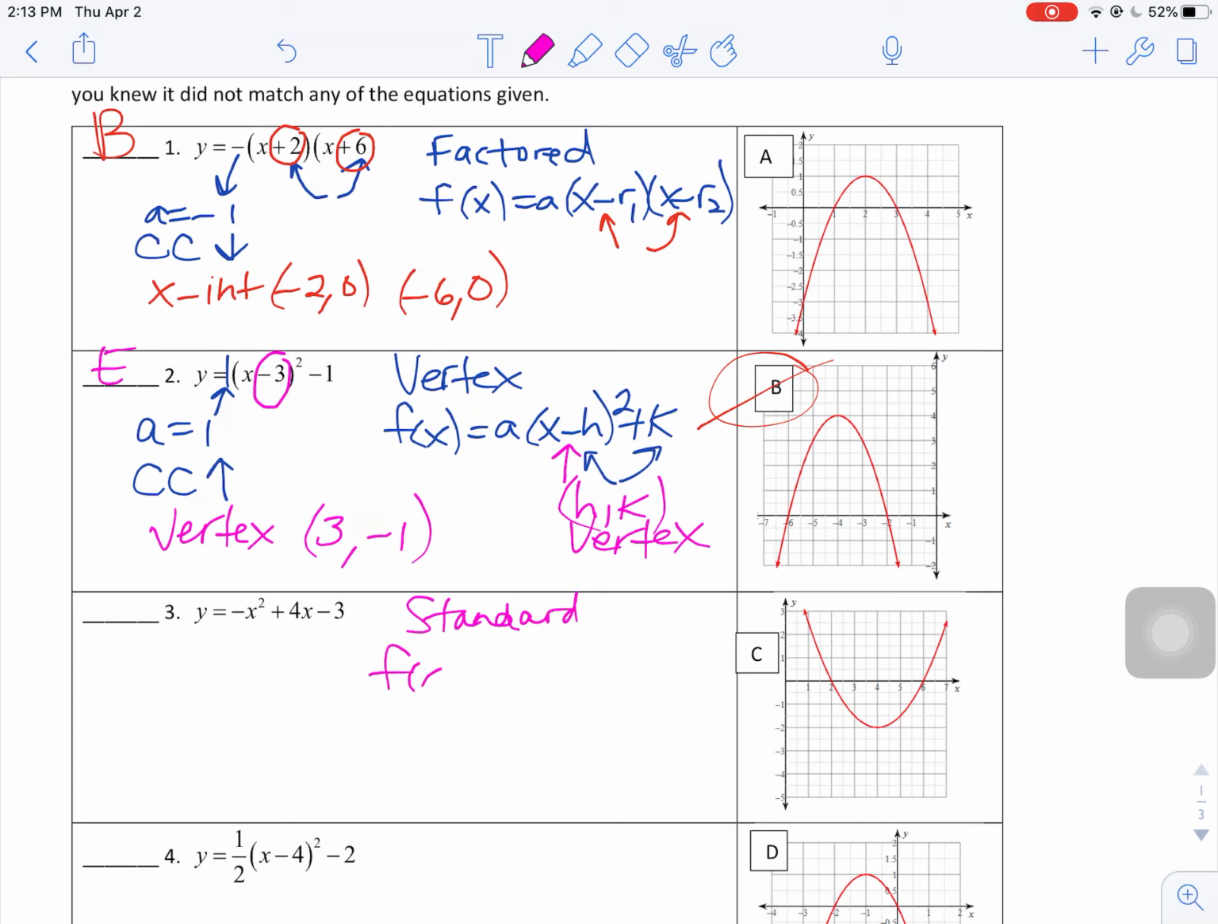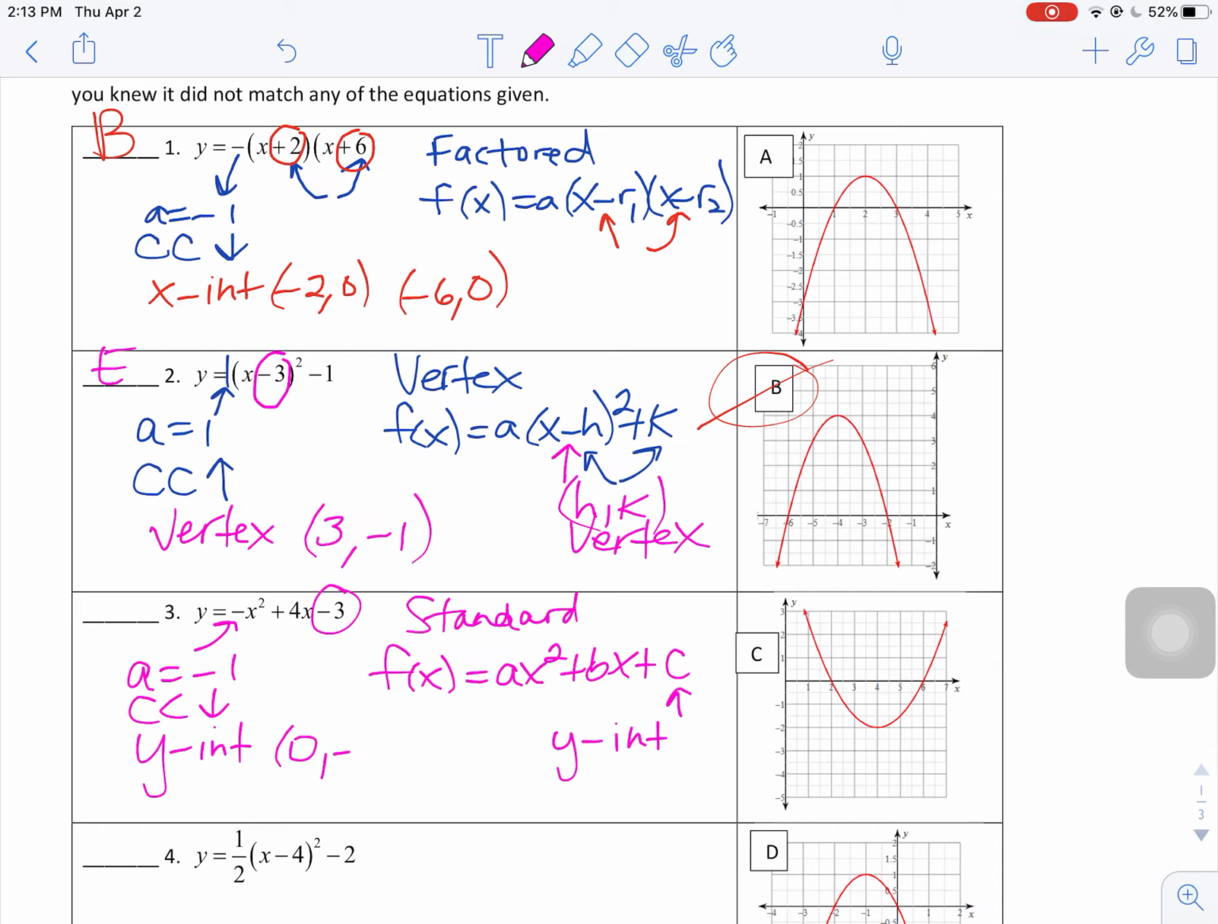So standard form looks like this, ax squared plus bx plus c, where the a value still tells us our concavity. So a is -1, so we're concave down. And then the c value is going to be our y-intercept. So -3 will be our y-intercept. So we want a graph that is opening down with a y-intercept at -3. So I'm looking up at option A, or graph A. Here's my y-intercept at 0, -3, and it is concave down.